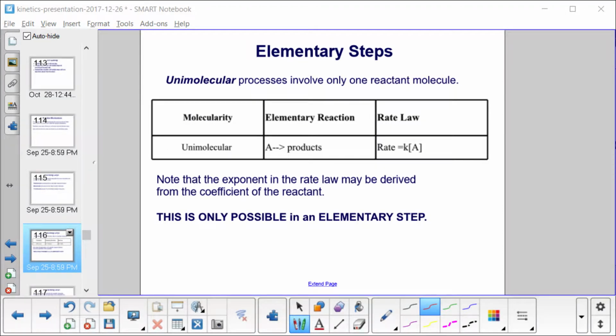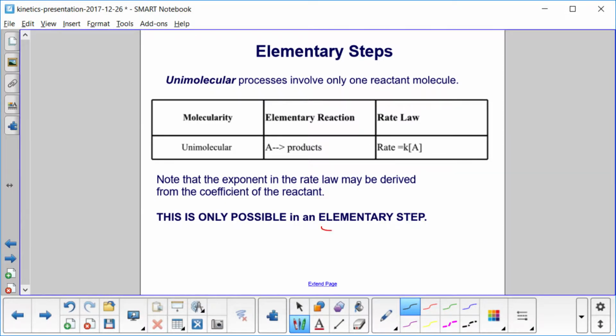So unimolecular processes involve only one reactant molecule. So the elementary reaction would be where the one reactant molecule A goes to products, and the rate law would be the rate is equal to k times the concentration of A. The exponent in the rate law may be derived from the coefficient of the reactant, which in this case is a 1. But keep in mind, this is only possible in an elementary step. Not possible in a net reaction or overall reaction.